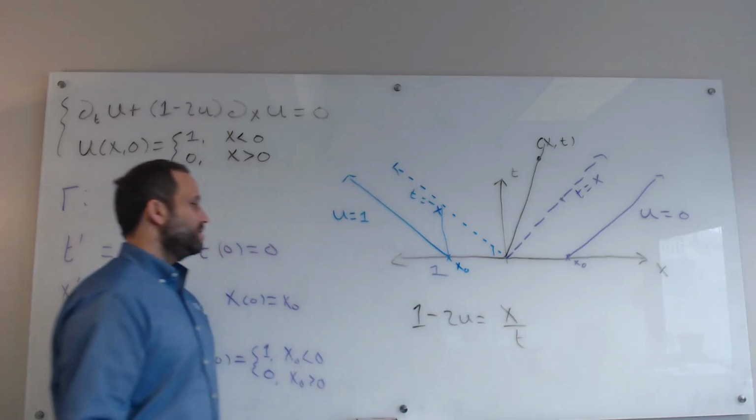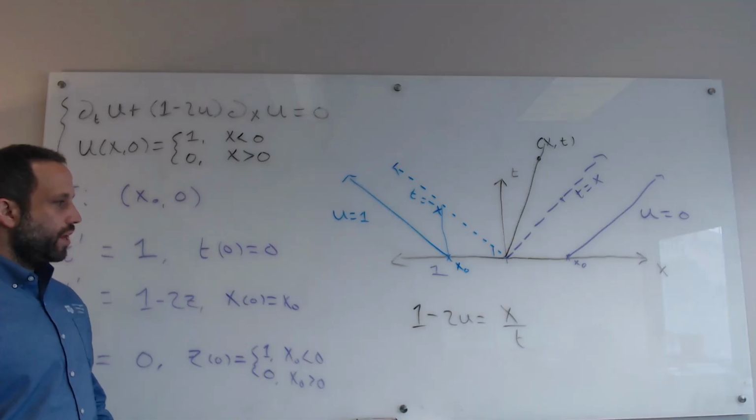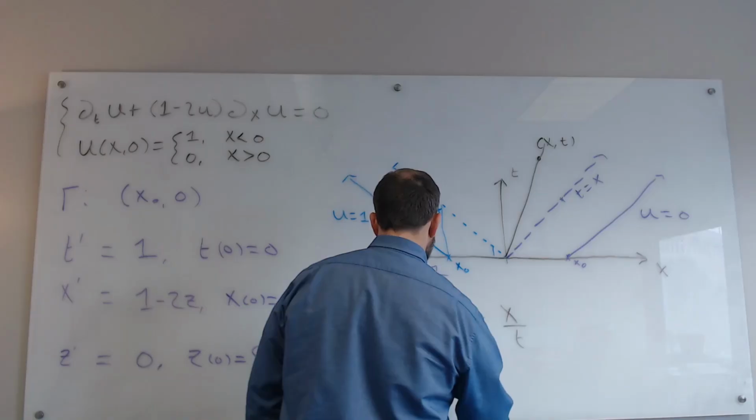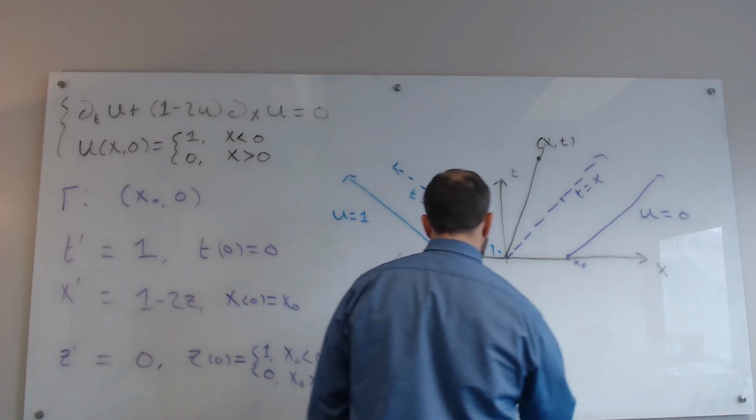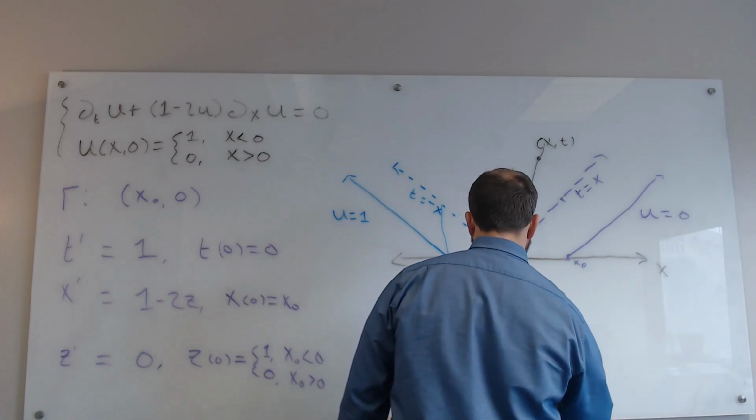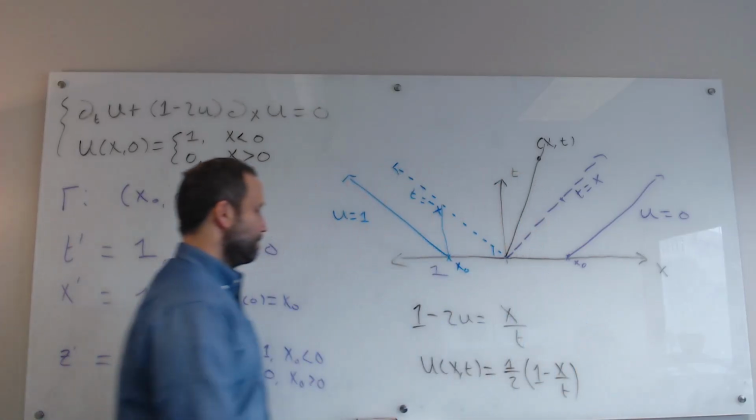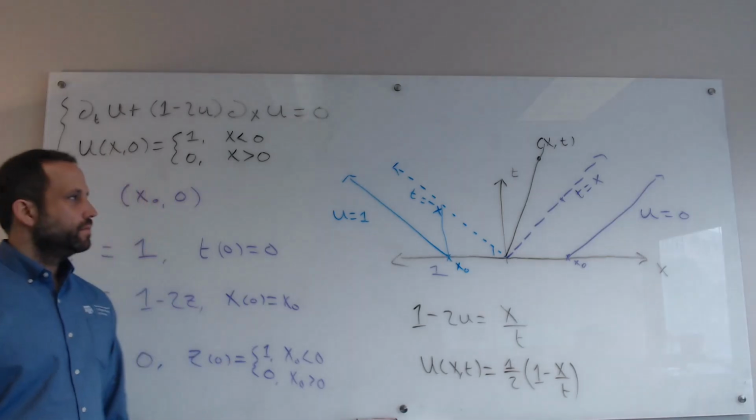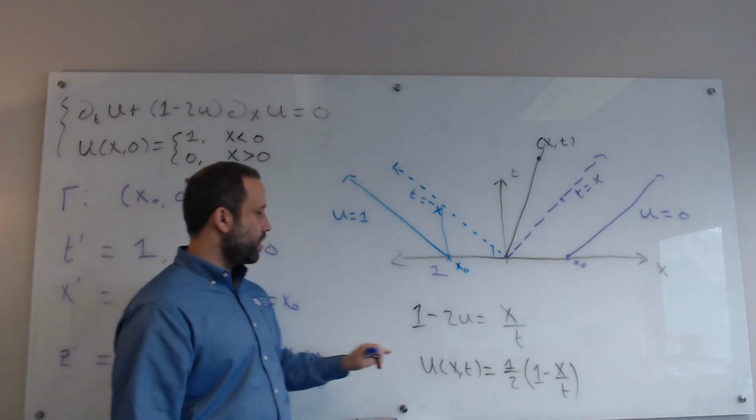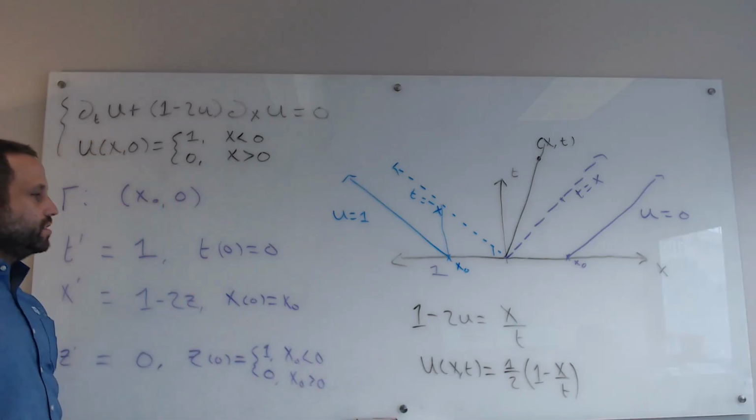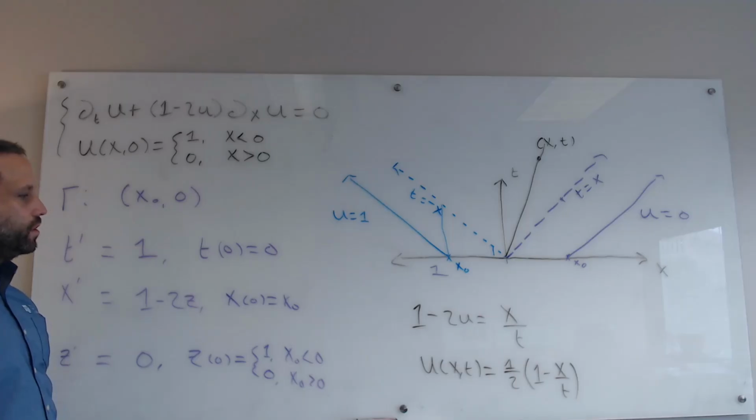And now all we want to do is solve this for u in terms of x and t. And when we do that, we get u of (x, t) is equal to 1/2 times 1 minus x over t. So in this wedge right here, this is what u is equal to. Now, I encourage you to verify that it satisfies this differential equation. Okay. So this is the solution.